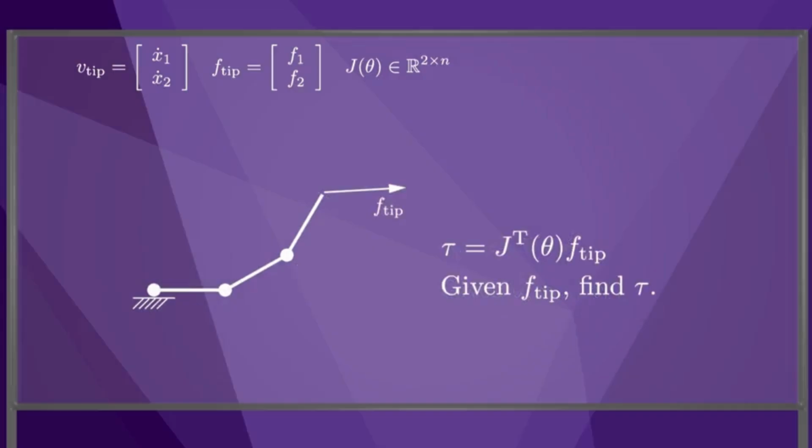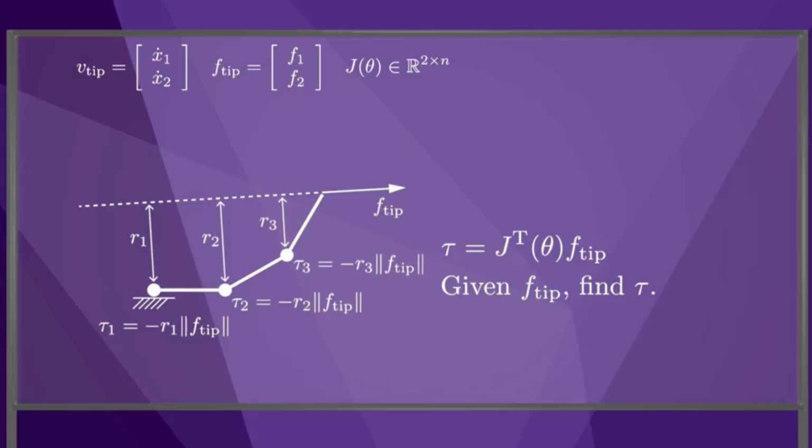Moving on to forces, using the fact that tau equals J transpose times f-tip, we can always find the joint forces and torques tau that correspond to the end effector force f-tip. For the f-tip shown here, we can graphically calculate tau1, the torque about the first joint, using the relationship tau1 equals minus r1 times the magnitude of f-tip, where r1 is the vector perpendicular to f-tip from the joint to the line of force. Similarly, we can calculate the torques at joints 2 and 3. Each joint has to individually support the endpoint force f-tip.